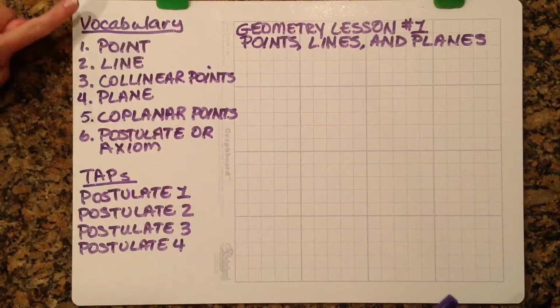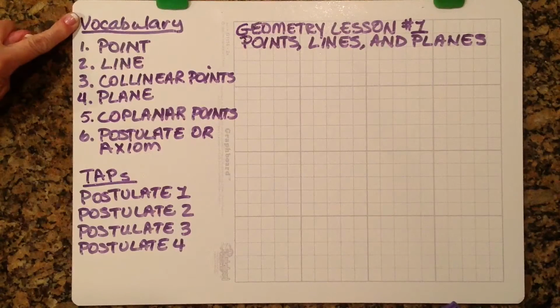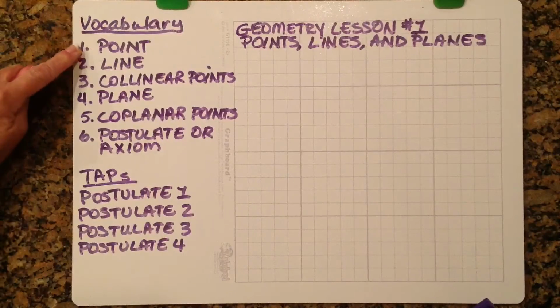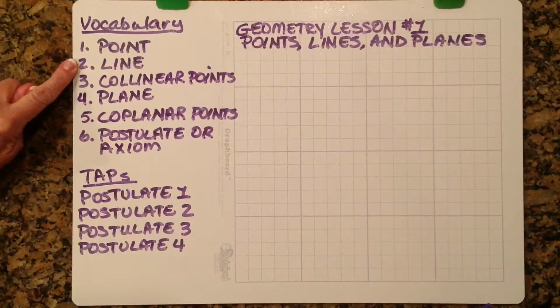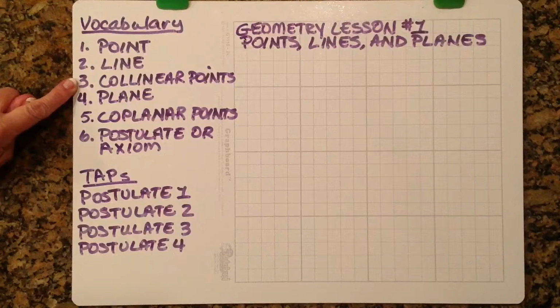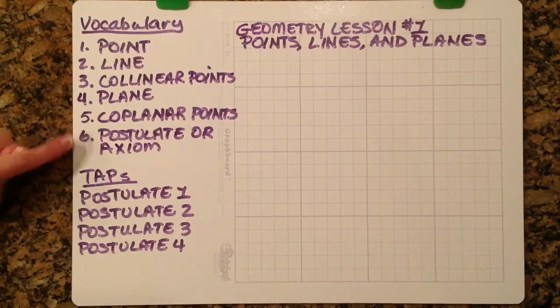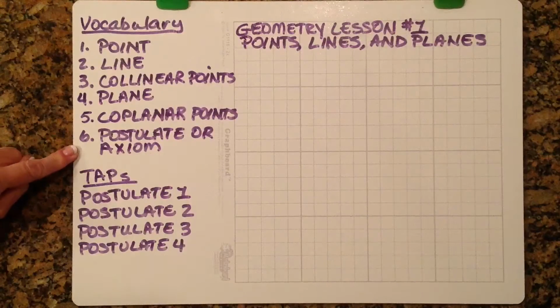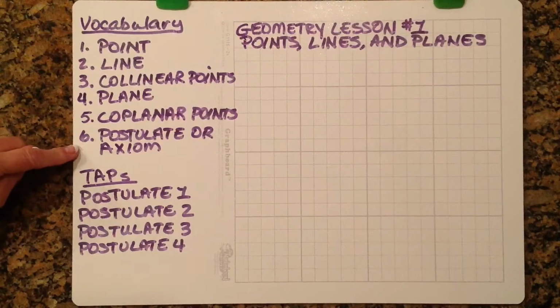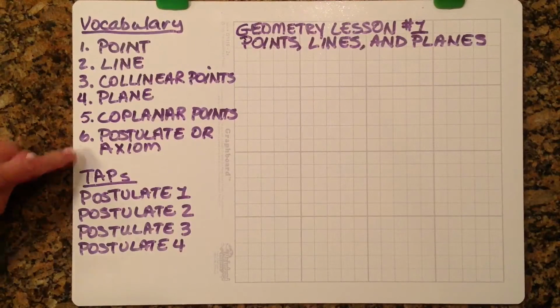If you notice, listed right here is the vocabulary that we're going to be learning today. Point, line, collinear points, plane, coplanar points, axiom or postulates. This is our vocabulary, and I'll be giving you the definition of these terms in just a minute.